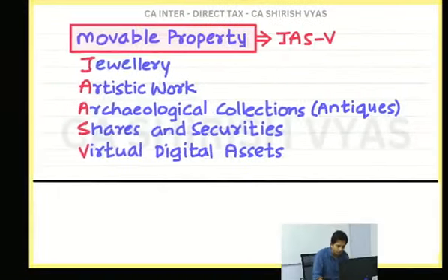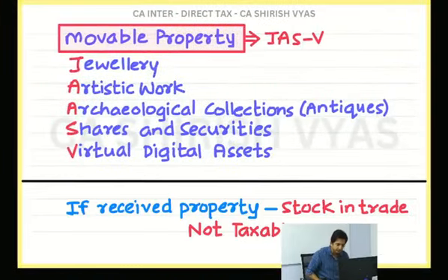This was the only point remaining which I have written here. Read. If the received property is stock in trade for the receiver, then it is not taxable. Then whether it is movable property or immovable, no price or low price, less than 50,000 or more than 50,000, whatever, it is not taxable. That's it.